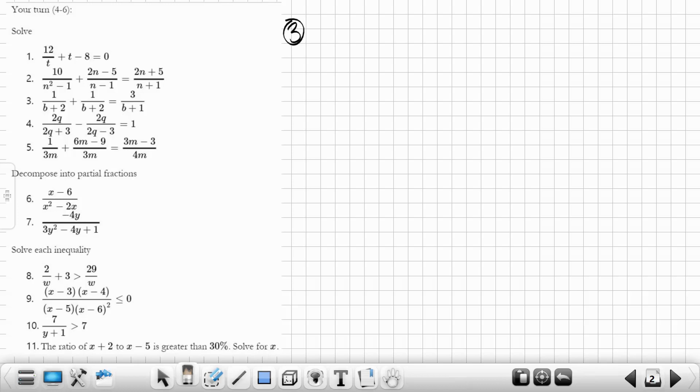All right, so b plus 2 equals 0 and b plus 1 equals 0. So, excluded values: b equals negative 2, b equals negative 1. So b plus 2 times b plus 1 will be my common denominator. You do it for any denominator with a variable. And since those two are the same, you just write it once.